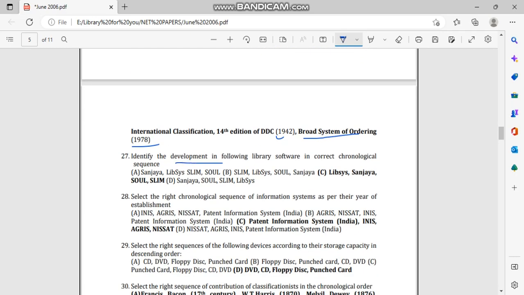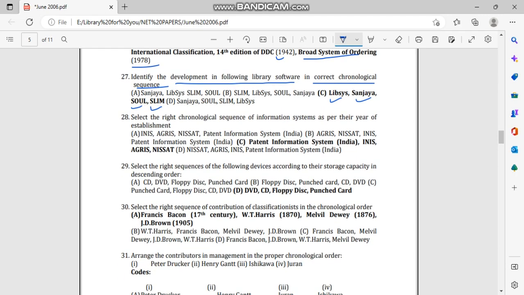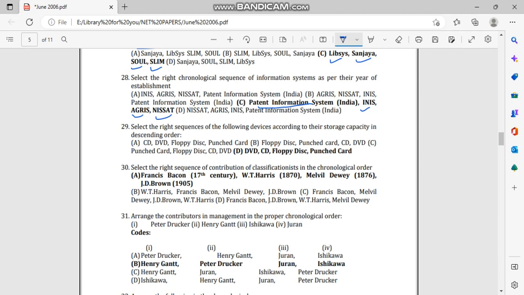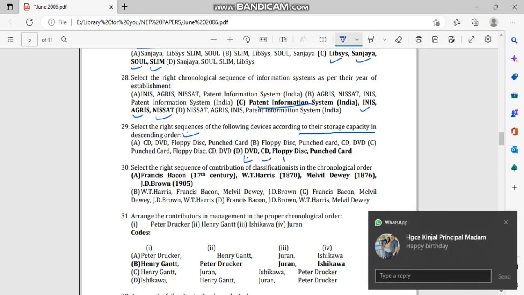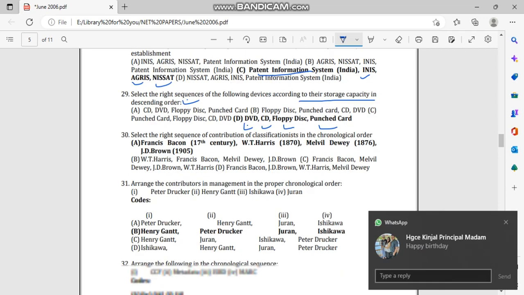Identify the development of the following library software in correct chronological sequence. First LISPAPERS, then Sanjaya, then SOUL, and last SLIM. Select the right chronological sequence of information systems as per their year of establishment. First Patent Information System, then INIS, then AGRIS, and last NISSAT. Select the right sequence of the following devices according to the storage capacity in descending order. First DVD, then CD, then floppy disk and punch card.